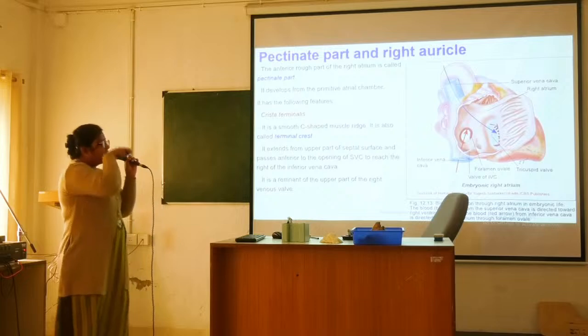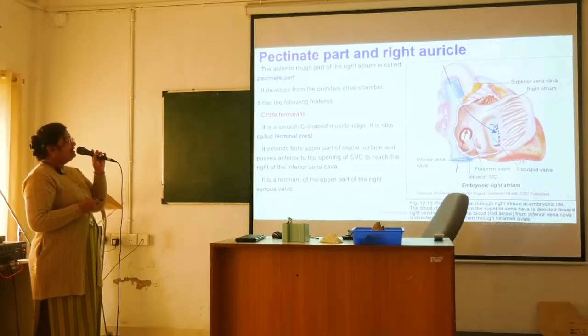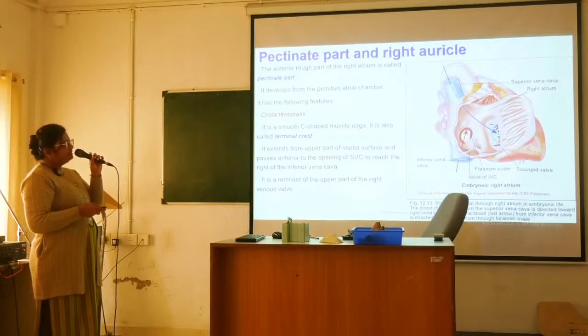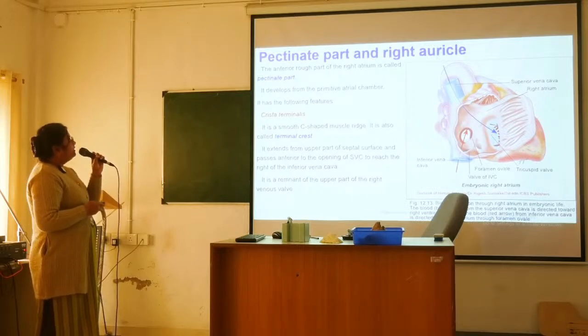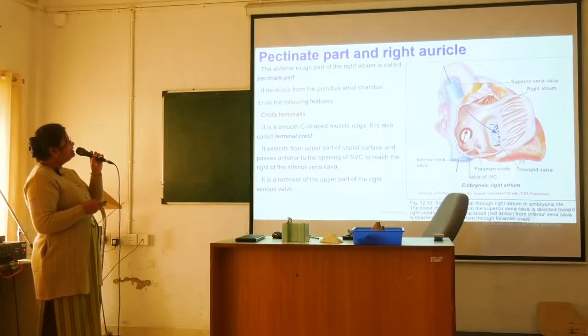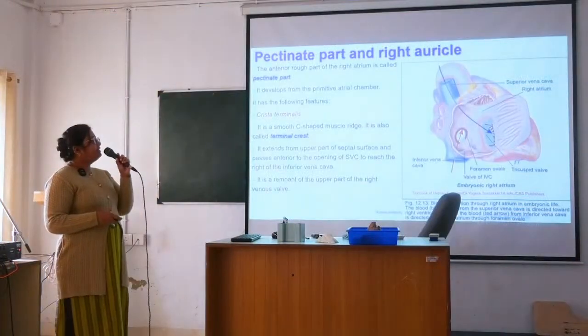Now, the pectinate part or rough part, and the right auricle. The anterior rough part of the right atrium is called the pectinate part. Here, this part is the pectinate part. Here is the smooth part, or sinus venarum. This pectinate part develops from the primitive atrial chamber, and it has the following features: the crista terminalis, this ridge you can see here.